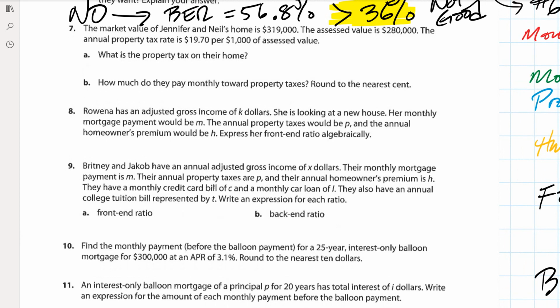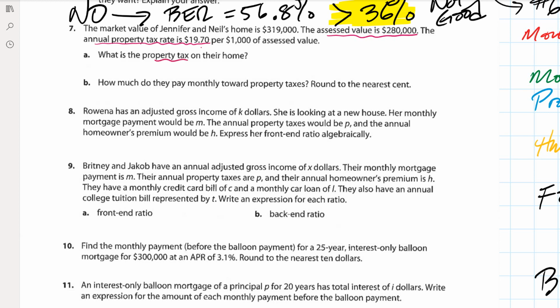All right, number 7. The market value of Jennifer and Neil's home is $319,000. The assessed value is $280,000. The annual property tax is $19.70 per 1,000 of the assessed value. Okay, now listen. They give you the assessed value, and then they say here that the annual property tax rate is $19.70 per 1,000. So for every $1,000 out of this $280,000 right here, we have to pay $19.70. All right, so that's our rate. Okay, that's a property tax rate.